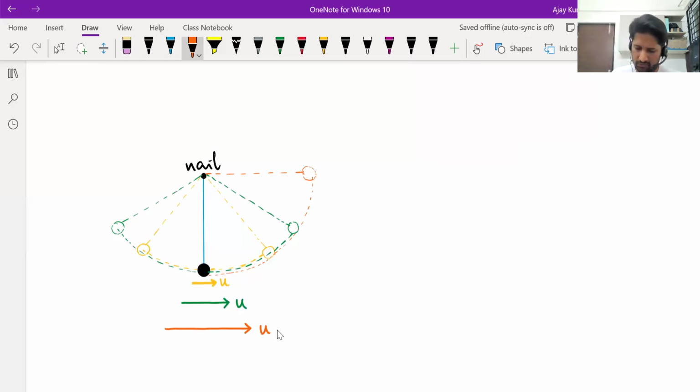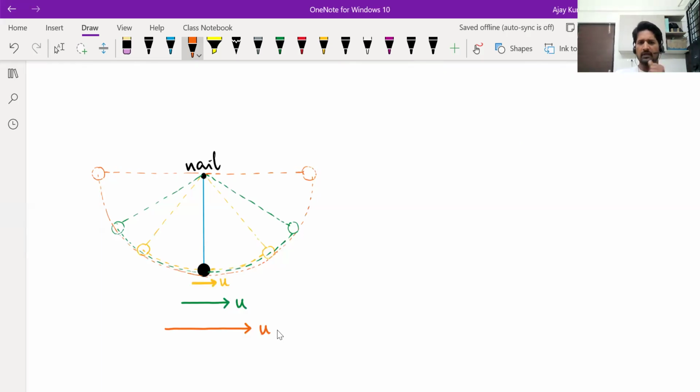You can call it a circular path also. An arc is a part of a circle. And it will swing to the same height on the other side because its mechanical energy is conserved. This is what will happen. These are the different cases possible with increasing speeds. Okay.